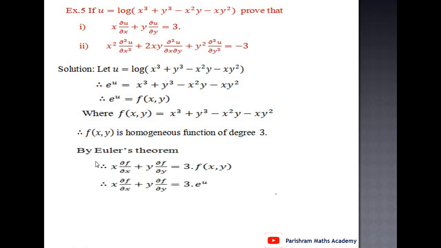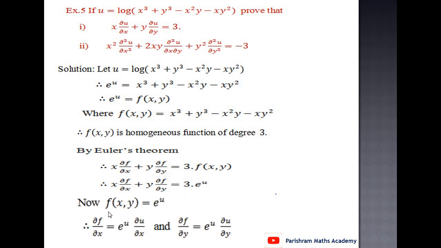And therefore f(x, y) is a homogeneous function of degree 3. And therefore by Euler's theorem, x ∂f/∂x + y ∂f/∂y = 3 f(x, y). But here f(x, y) is nothing but e^u. Now here f(x, y) = e^u, and therefore the derivative of f with respect to x, ∂f/∂x, equals e^u into the derivative of u with respect to x, ∂u/∂x, and ∂f/∂y equals e^u ∂u/∂y.